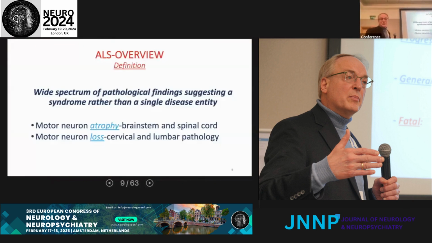So it's a wide spectrum of pathologic findings, suggesting a syndrome rather than an individual disease state. We see motor neuron atrophy, typically within the brainstem, affecting bulbar musculature, and the spinal cord affecting the arms and legs, or motor neuron loss.